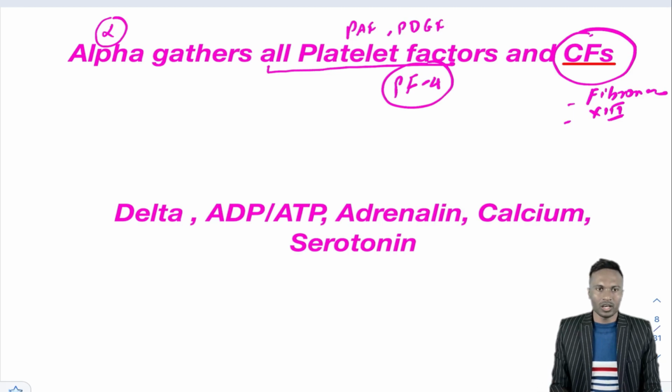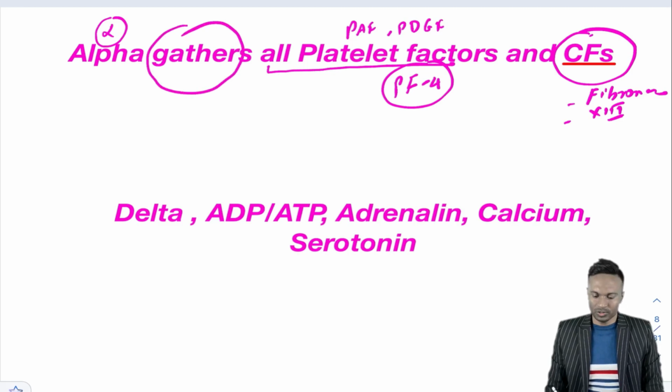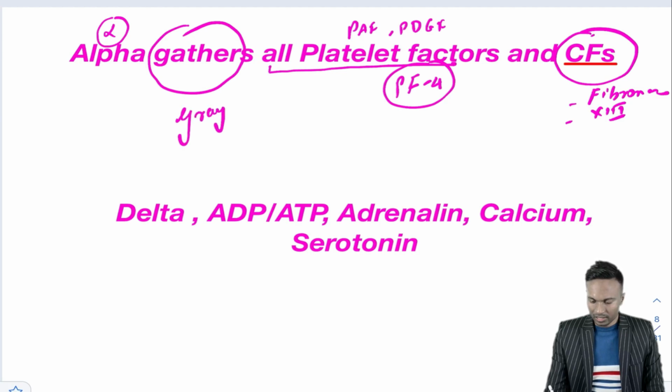These are all proteins. So gathers, what is gathers here? Gathers is gray platelet syndrome. So if there is a defect with alpha granules, it will cause gray platelet syndrome.